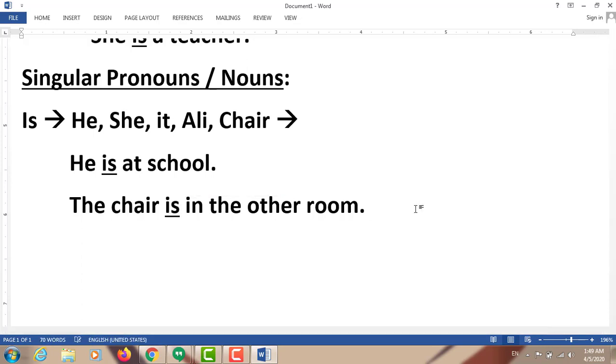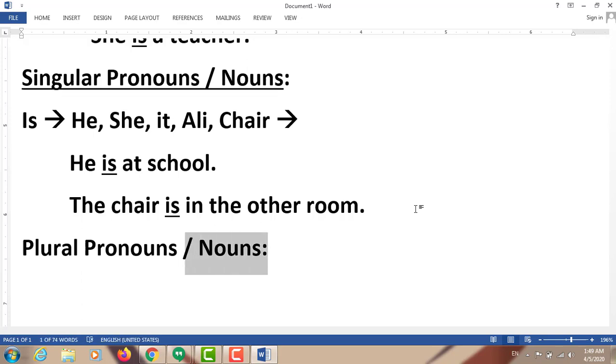Okay, next one, are. Let me do it like this: plural pronouns or nouns. For plural pronouns and nouns, what do you think we use? What do we use?